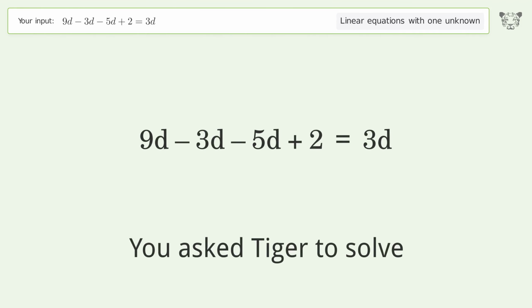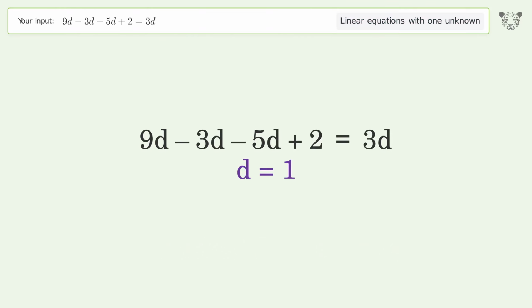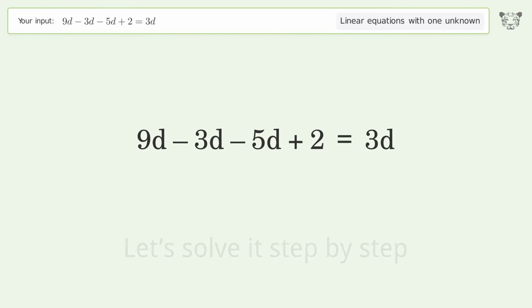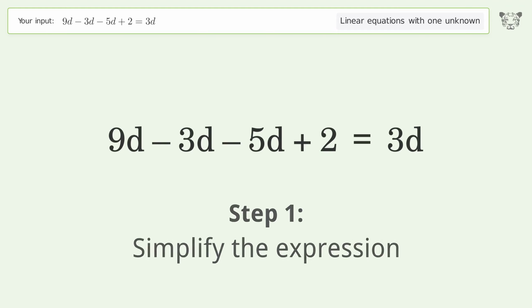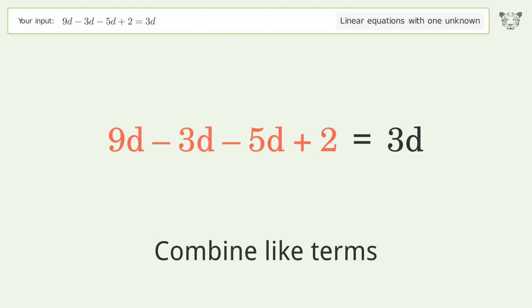You ask Tiger to solve. This deals with linear equations with one unknown. The final result is d equals 1. Let's solve it step by step. Simplify the expression. Combine like terms.